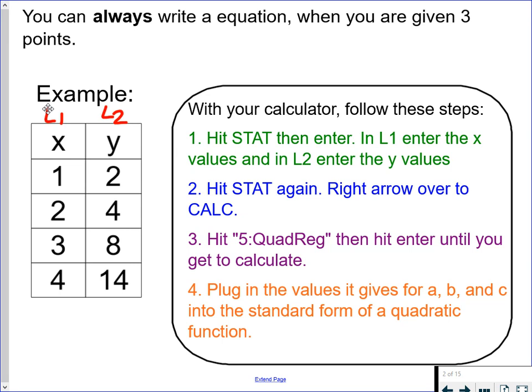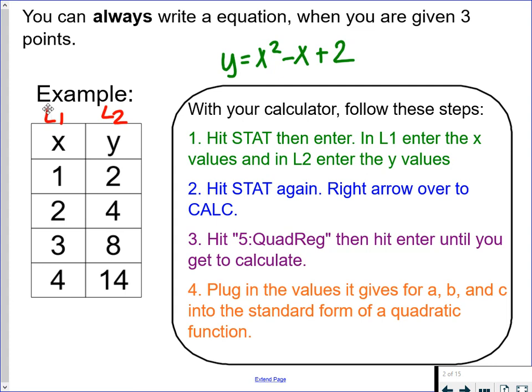So press enter, and then you can press enter all the way down to calculate, or you can scroll down to calculate. Once you press calculate, it gives you the formula, it gives you A, B, and C. That is an equation that fits this data the best. In this particular case, it actually fits it perfectly. So y equals A, which is 1, we don't need to write that, minus B, so we have X there, plus C.